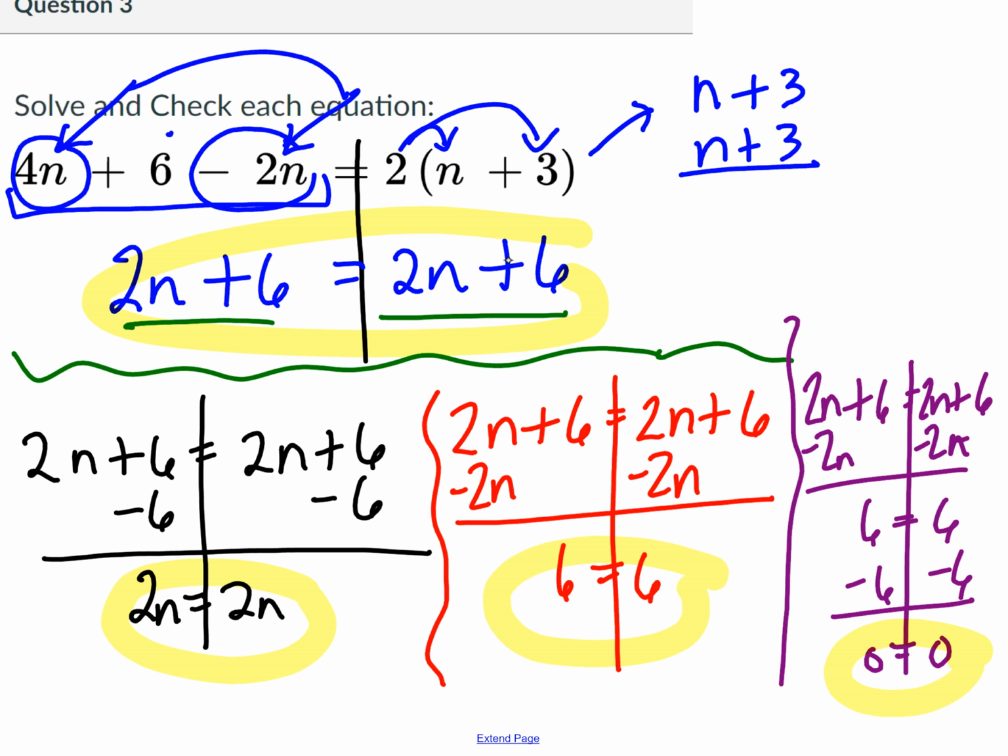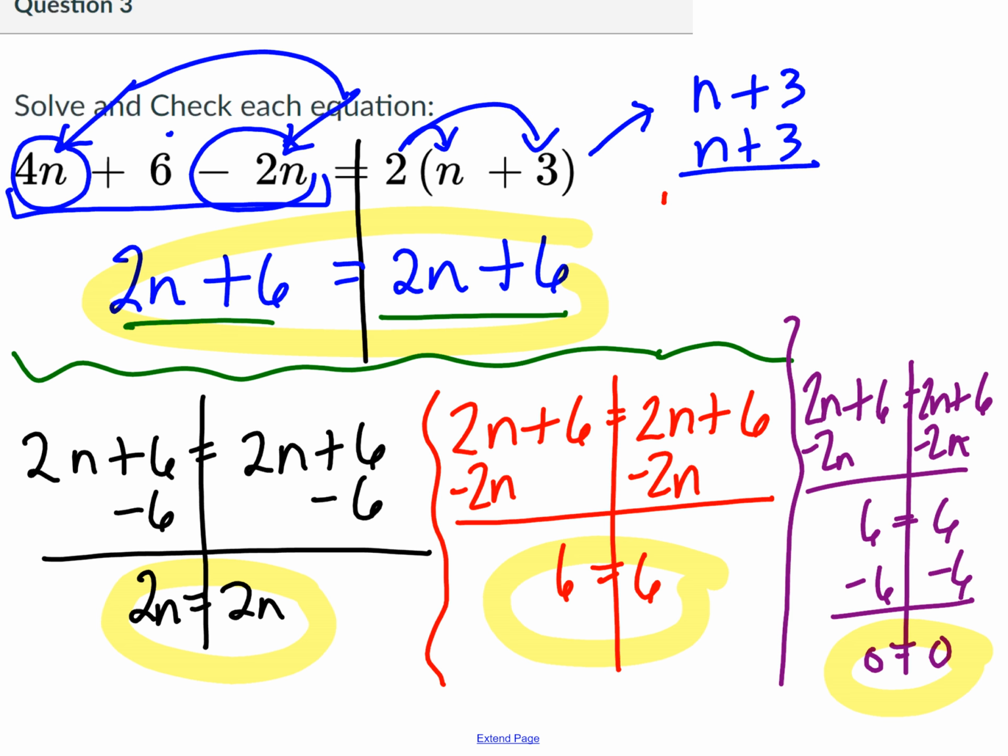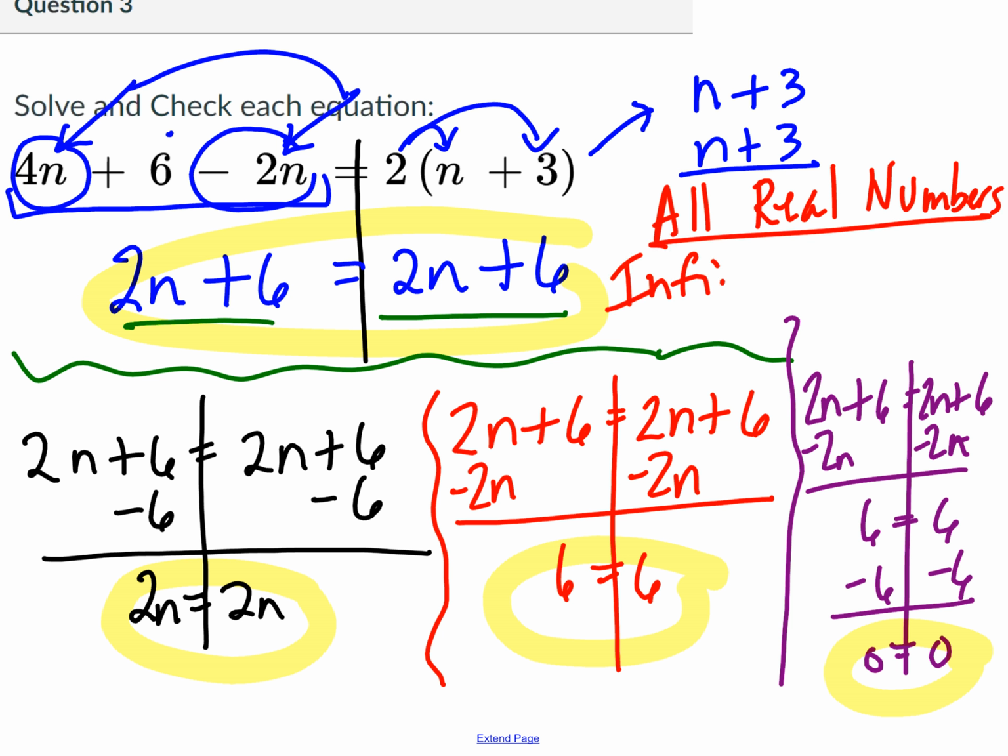Now what does that mean to us when we have to write down an answer? What's the answer to the problem? When everything is constantly the same, our answer to this is going to be all real numbers. Another thing you can write besides all real numbers, you can write infinitely many solutions. I like that word. You can write either one of these down. What does this mean? All real numbers, infinitely many solutions.